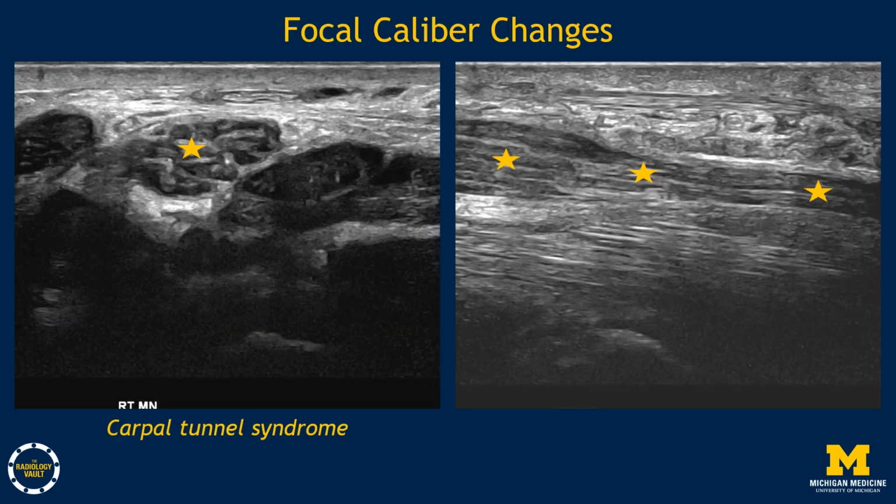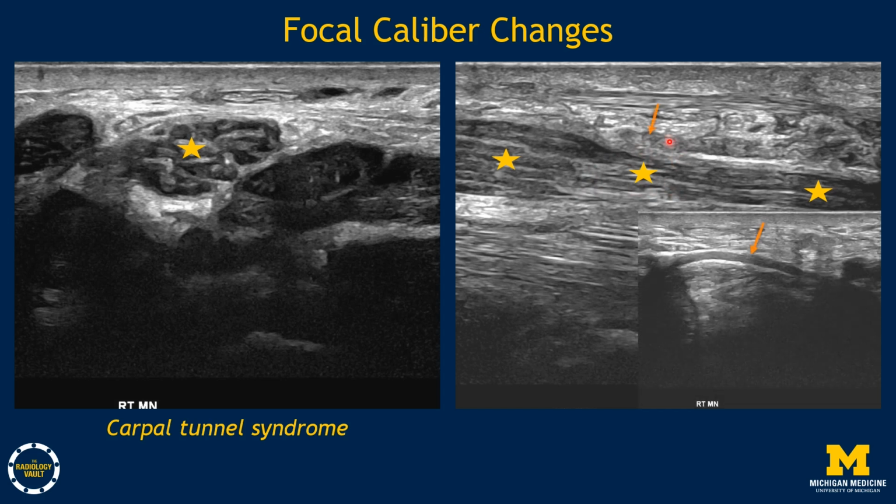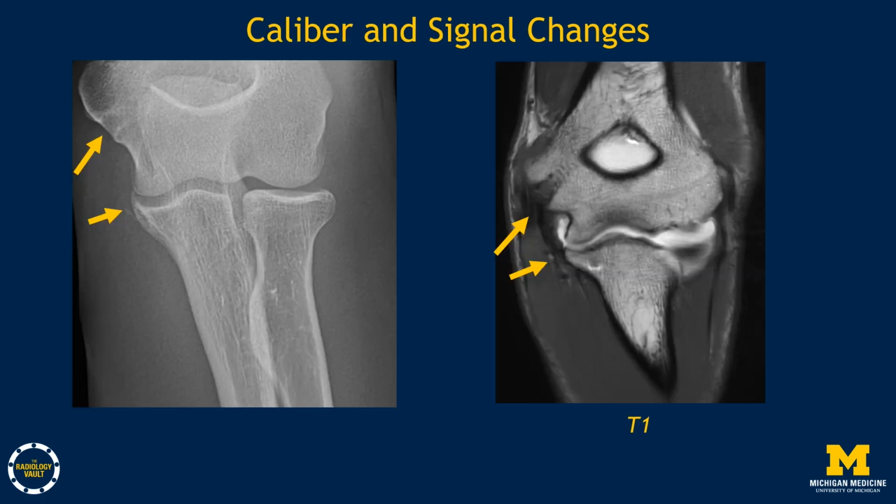We also look for focal caliber changes, changes in size. Here's a patient with carpal tunnel syndrome at the wrist. We see proximal to the wrist on the short axis ultrasound a very swollen median nerve, and on the long axis ultrasound, proximal and distal, we can see proximal swelling and focal constriction of the median nerve deep to a thickened flexor retinaculum here on short axis overlying the median nerve, carpal tunnel syndrome.